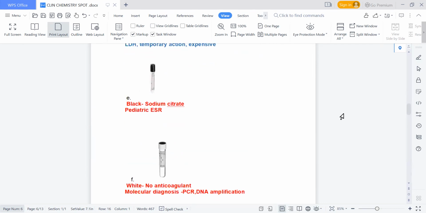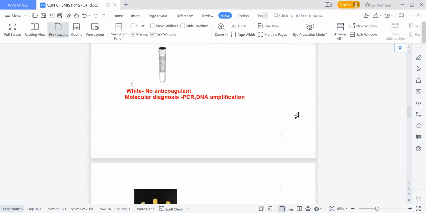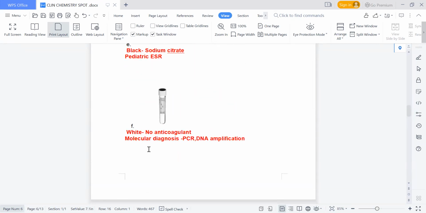A black top Vacutainer, E here, it has sodium citrate as its anticoagulant and is used in pediatric ESR tests. A white top Vacutainer doesn't have an anticoagulant and is used in molecular diagnosis like PCR and DNA amplification.